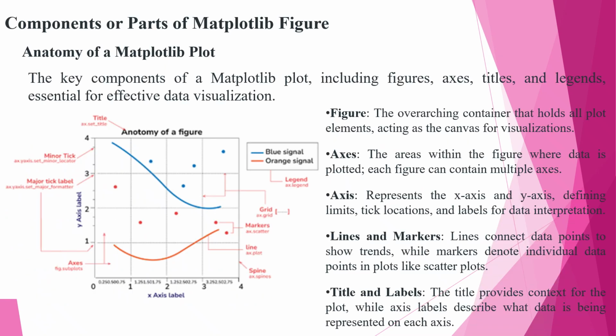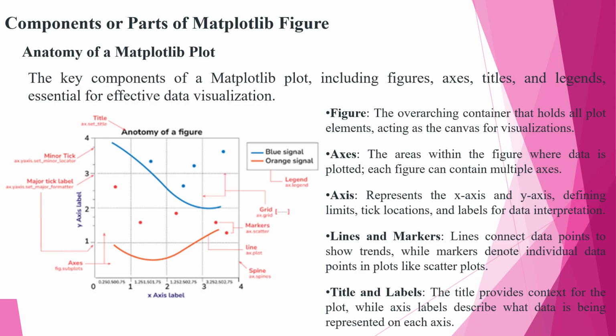In Matplotlib, a plot is composed of several important components that work together to create a complete visualization. The figure acts as the overall container or canvas that holds all the elements of the plot. Within the figure, there are axes, which are the actual areas where data is displayed, and a single figure can contain multiple axes for different plots.